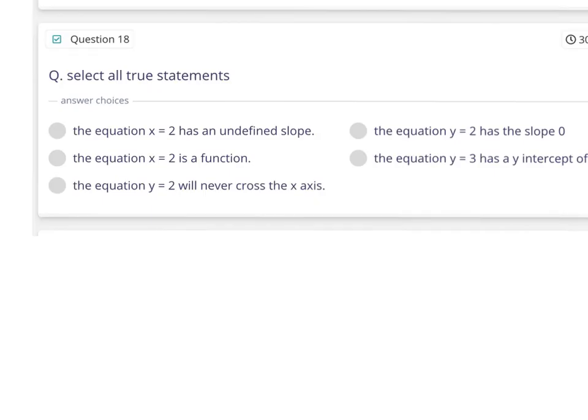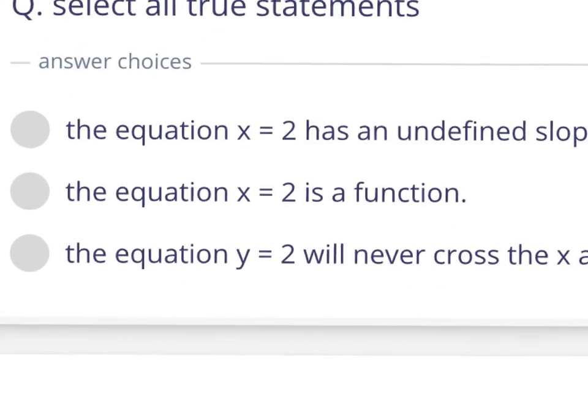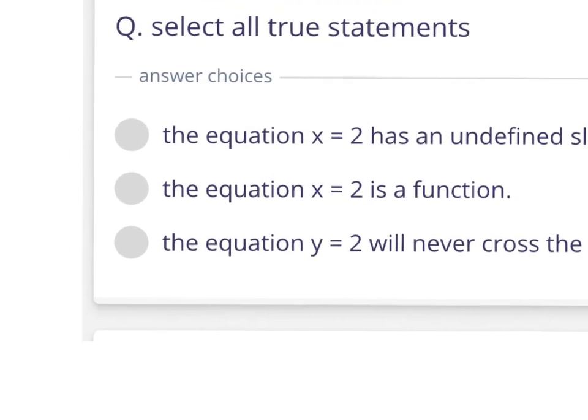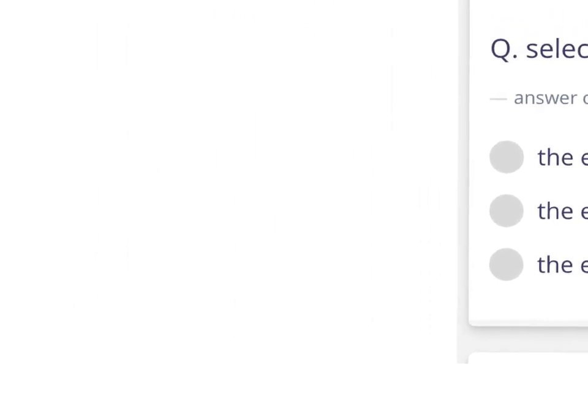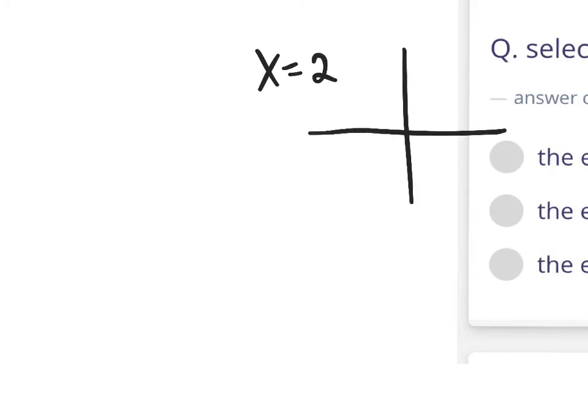Number 18, select all true statements. The equation x equals 2 has an undefined slope. Well, you know what? Since we're dealing with x equals 2 and y equals 2, let's do a quick little mini lesson here. Any x equals a number will produce a vertical line at the x value of that number, right? X equals 2 means you go to the x-axis, you go to the number 2, you put a dot there, and it'll be a line going right through that dot, a vertical line. Okay, that is like the wall. It's so steep, it's undefined.